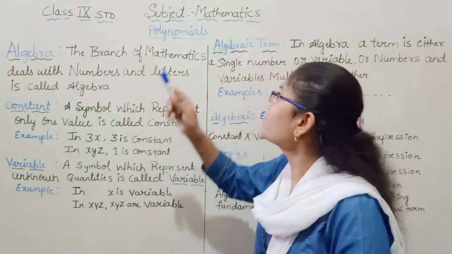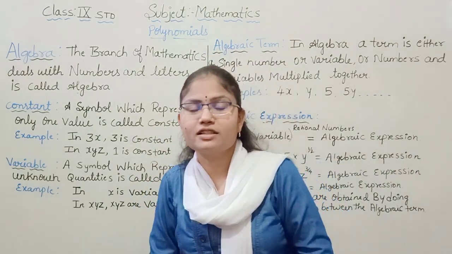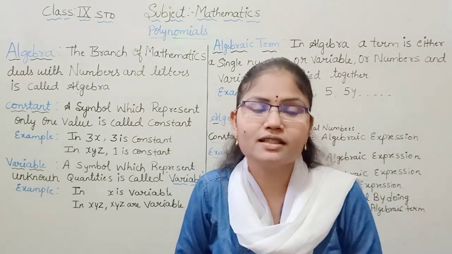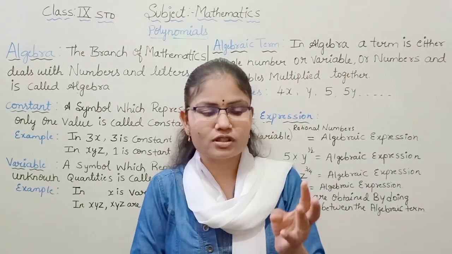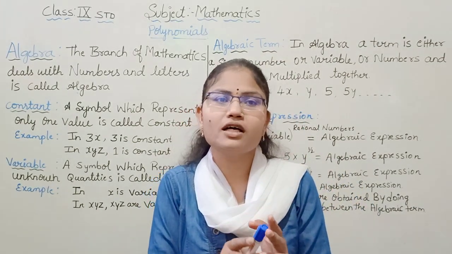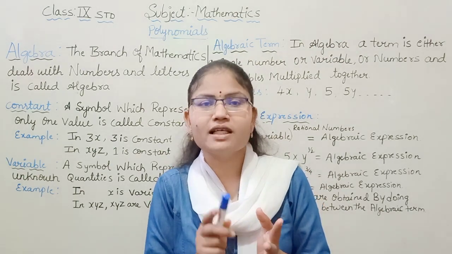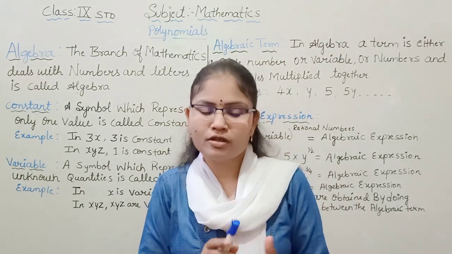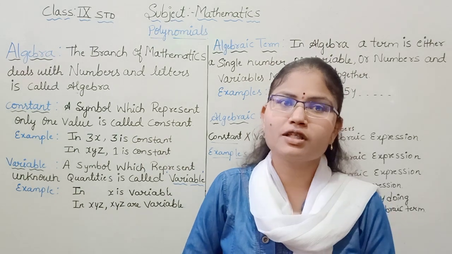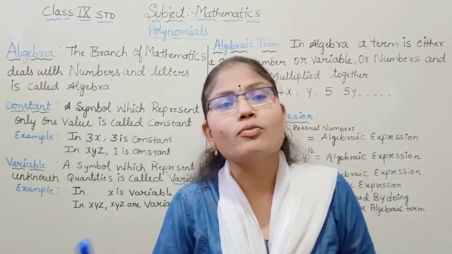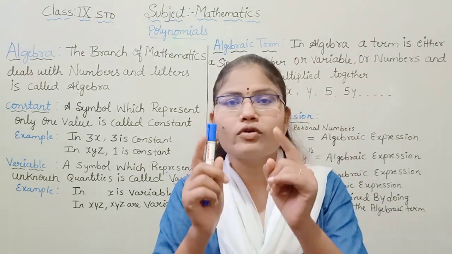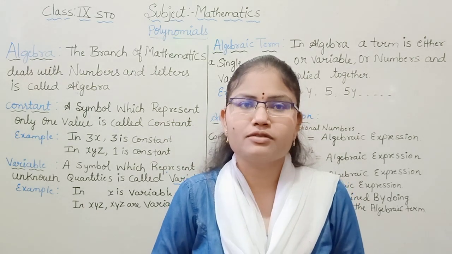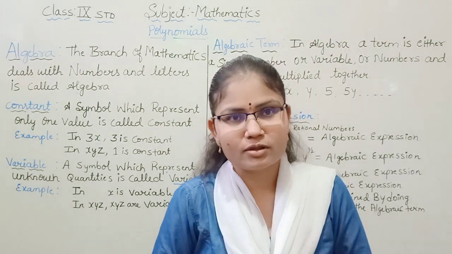We know that in mathematics there are three branches. How many branches are there in mathematics? There are three branches: arithmetic, algebra and geometry. Do you know the meaning of arithmetic? Arithmetic is the branch of mathematics that deals with only numbers.